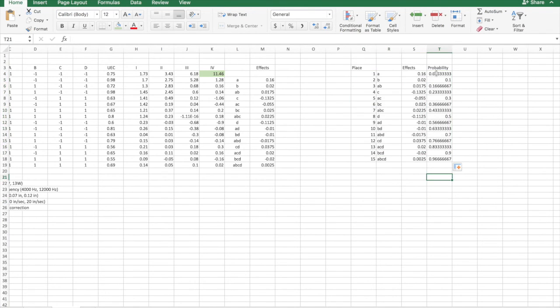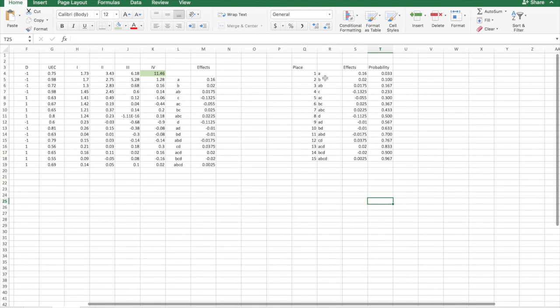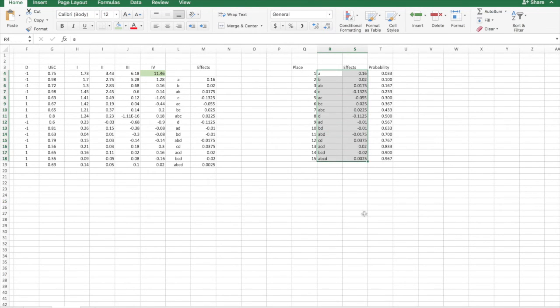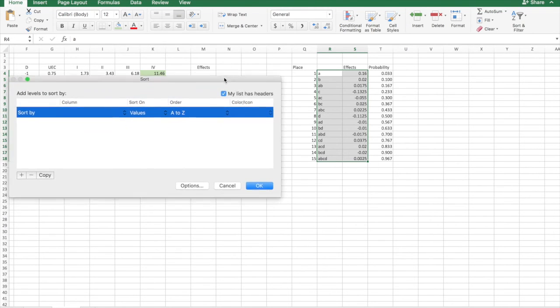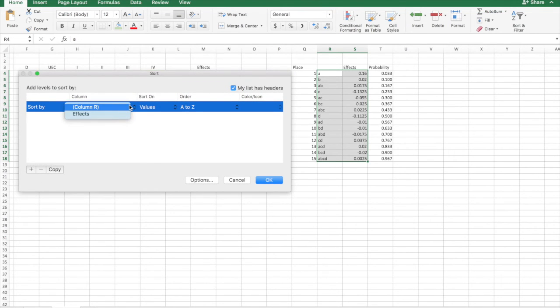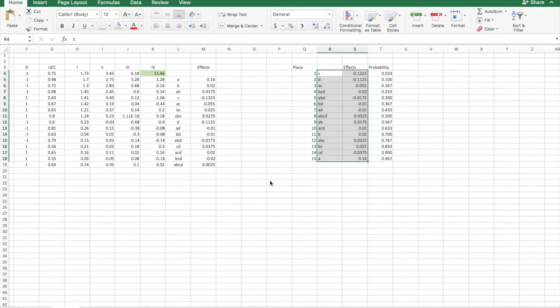Let's make this a little prettier with just 2 decimals, and then we're going to sort the column of effects from smallest to largest. Okay, that's it, it's in order.